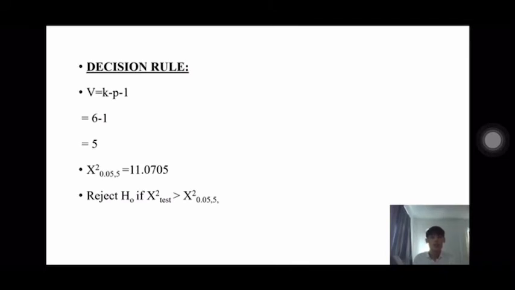The degree of freedom is equal to k minus p minus 1, which equals 6 minus 1, and the answer will be 5. And the chi-square with the level of significance 0.05 and degree of freedom 5 is equal to 11.0705, and we will reject the null hypothesis if the chi-square test statistic is greater than the chi-square with the level of significance 0.05 and degree of freedom 5.